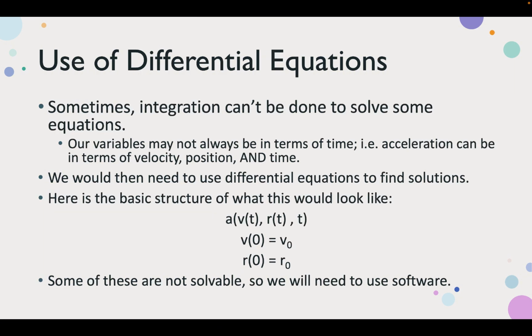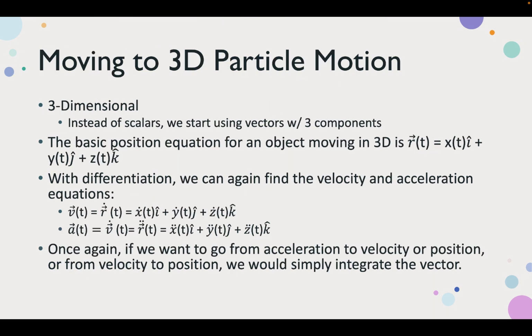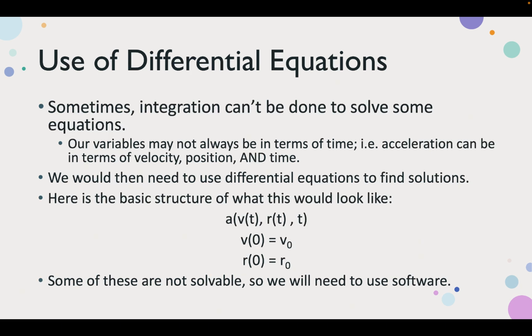So sometimes we can't go through this movement through integration to switch from acceleration to velocity or velocity to position because, as we saw in our previous slide, all of our values were in terms of t. But that might not always be the case because sometimes, for example, acceleration can be in terms of velocity, position, and time. So this would leave us eventually with a differential equation which we would need to solve in order to find the solution that we are looking for.